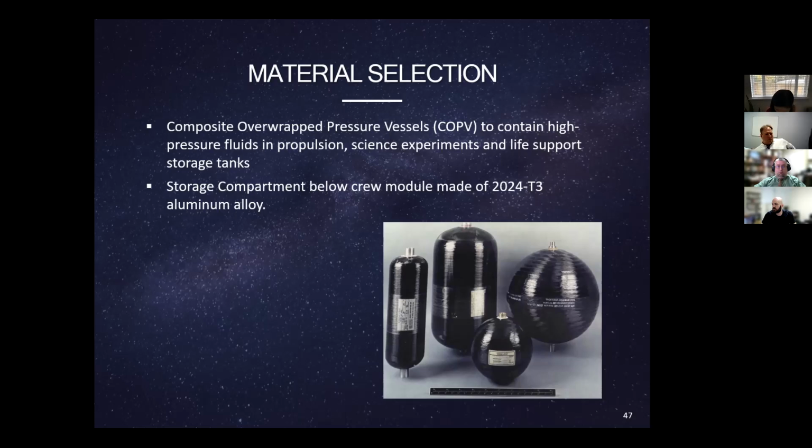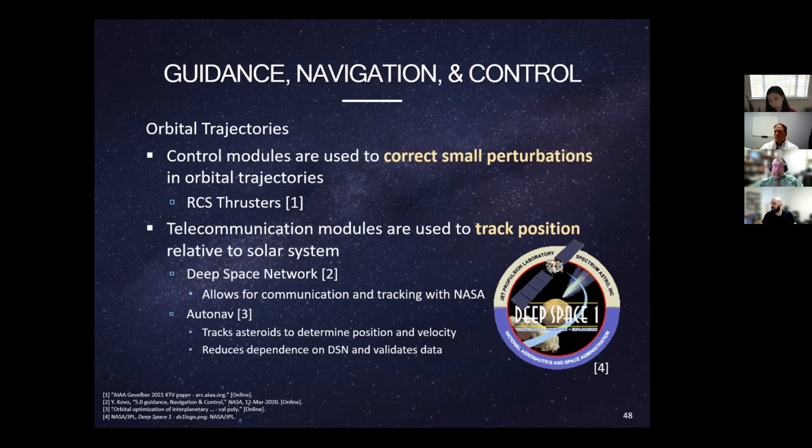COPV tanks are used to store any additional volumes, which include oxygen and nitrogen. The storage compartment below is made out of 2024 T3 aluminum. Next slide, please. Our guidance navigation control system is used in 2 phases.